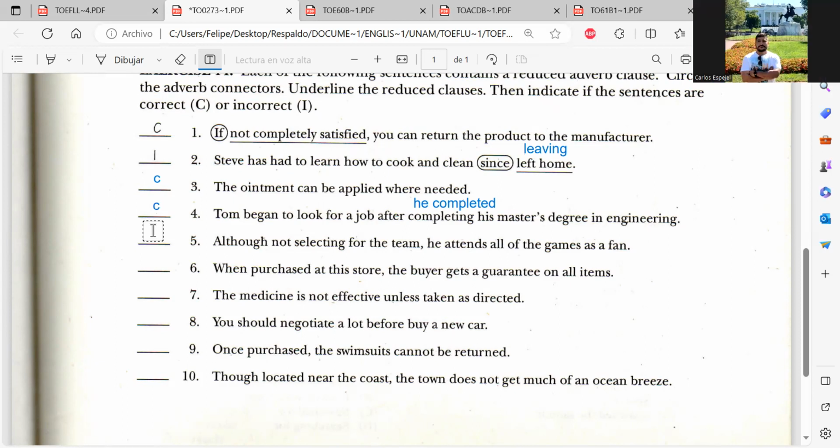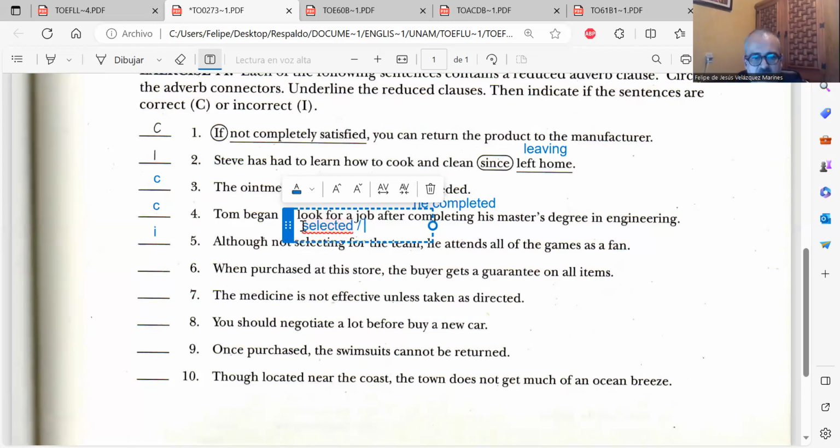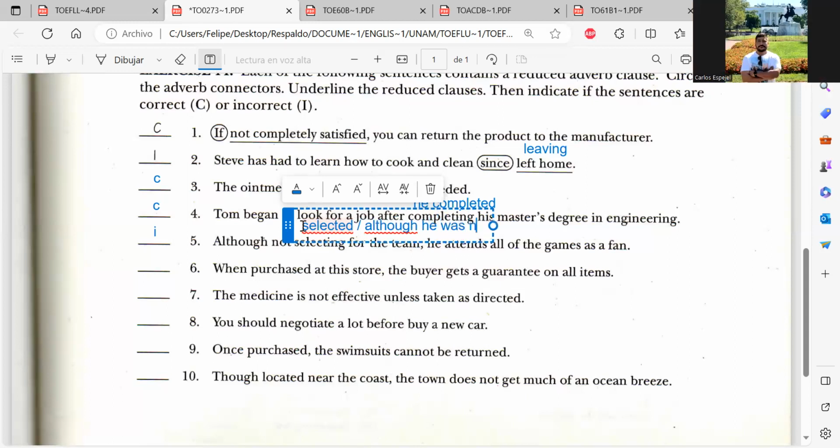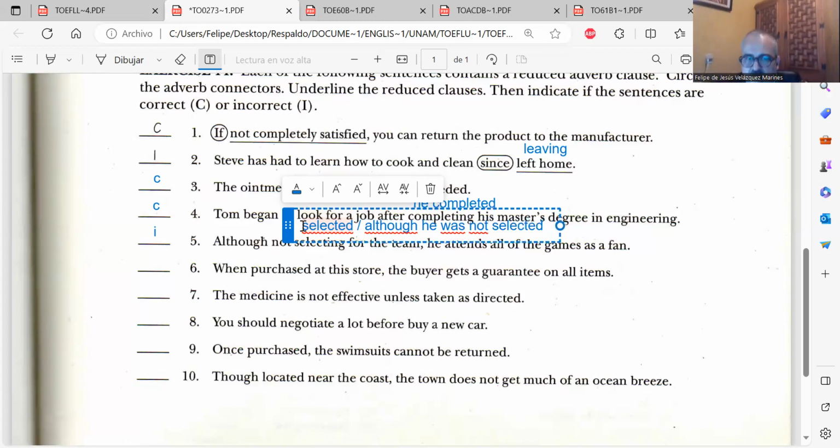So Carlos, number 5. Although not selecting for the team, he attends all of the games as a fan. It is incorrect because it should be: although not selected for the team, he attends all of the games as a fan. Because we can say, although he was not selected. Yes, I'm just expanding, but yes, you were right. So Blanca, number 6.